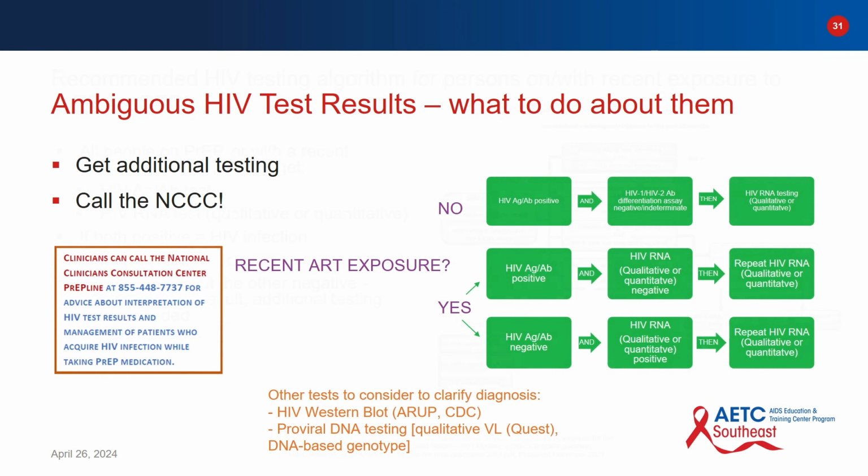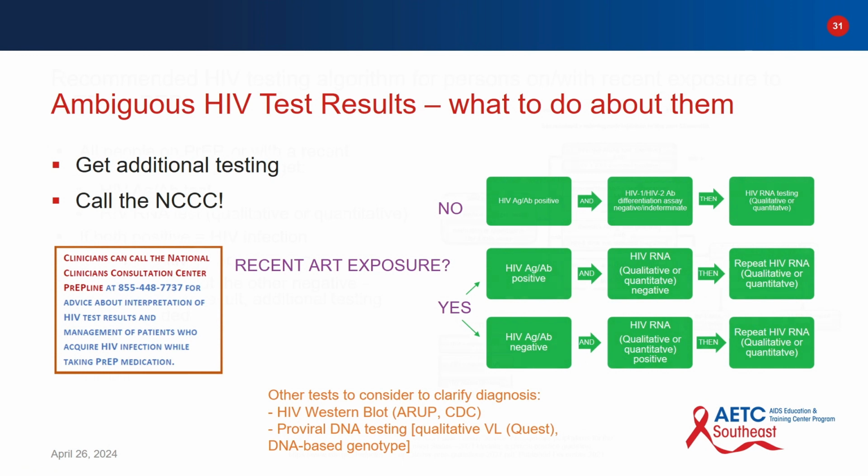And so oftentimes in a situation like this, we would recommend doing the qualitative RNA test to help sort out the diagnosis. It is still possible, though, that after all of that testing, the diagnosis may remain unclear. And so there are additional tests that you can do to further clarify.